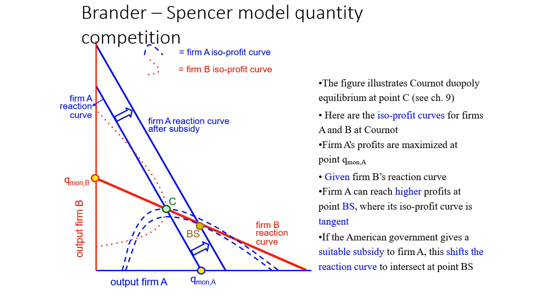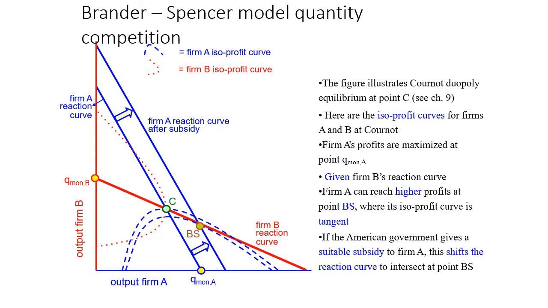The output that firm A chooses in reaction to firm B ensures that it is gaining the best, or most, profit it can possibly get. So you look at firm A's reaction curve: the maximum profit that it can get is when firm B is not producing at all. So that is Q^mon, or Q^mon comma A.